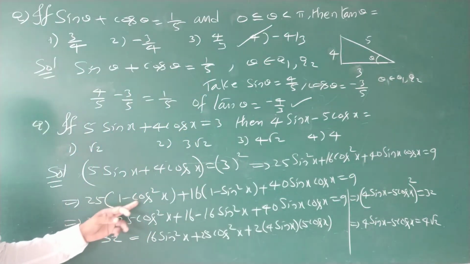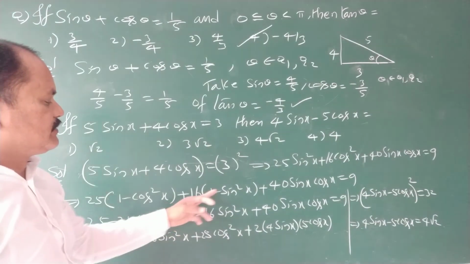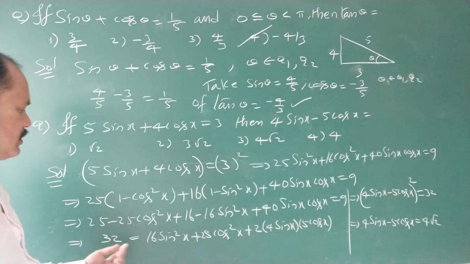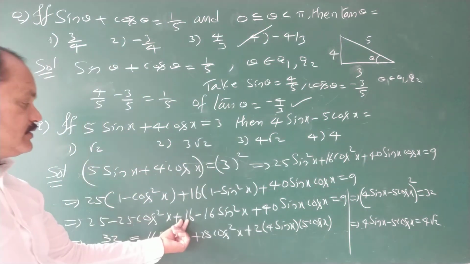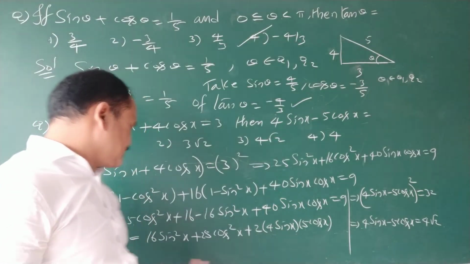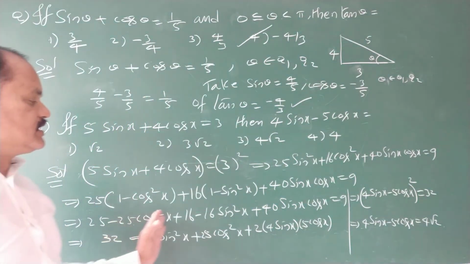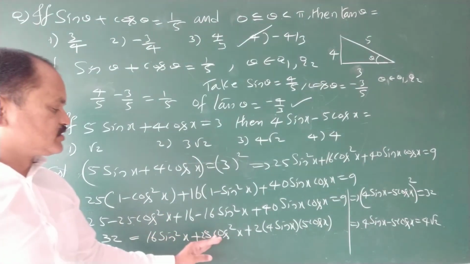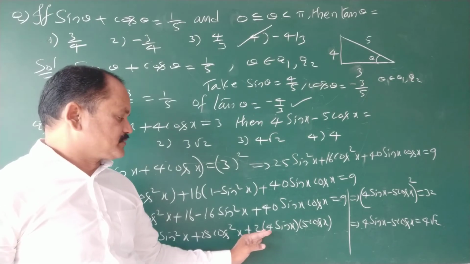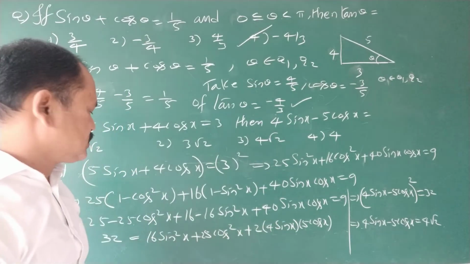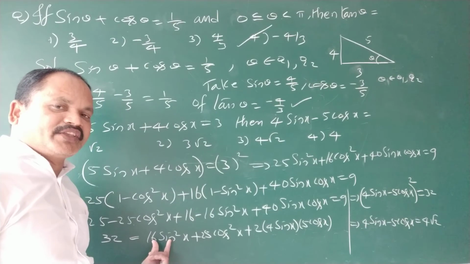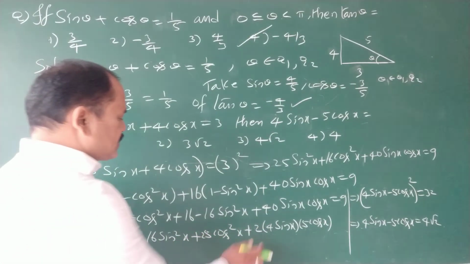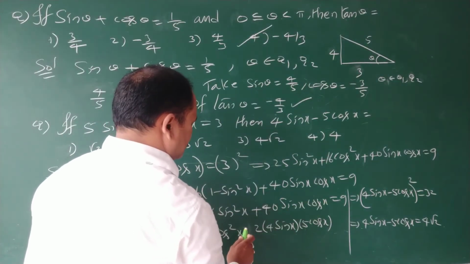Now it is 25 minus 25 cos square x plus 16 minus 16 sin square x plus 40 sin x cos x is equal to 9. Now 25 plus 16 is 41, minus 9, that is 32. Shift the trigonometric functions to the right-hand side: 16 sin square x plus 25 cos square x minus 2 times 4 sin x into 5 cos x. That is in the form of a square plus b square minus 2ab, since shifting to that side it is minus.